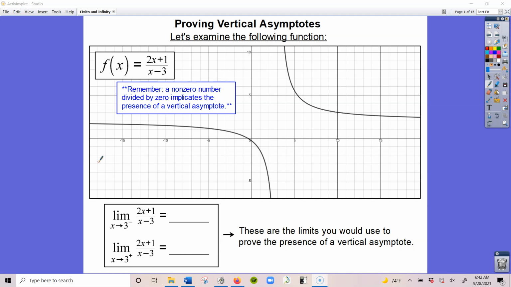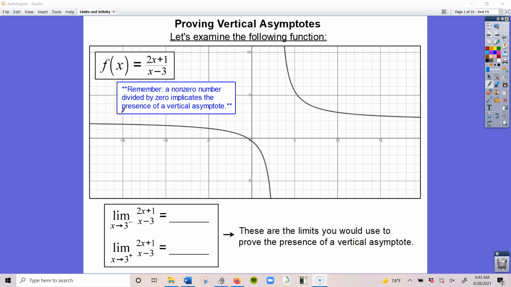Hey guys, today we're going to look at limits that involve some sort of infinity, either as x is approaching infinity or if the limit is going to equal infinity. Now these limits we use to explain that there are vertical and/or horizontal asymptotes. So let's go ahead and start looking at vertical asymptotes.